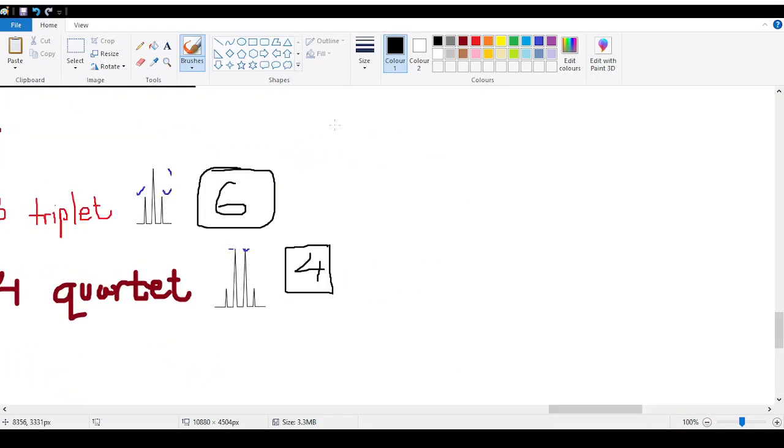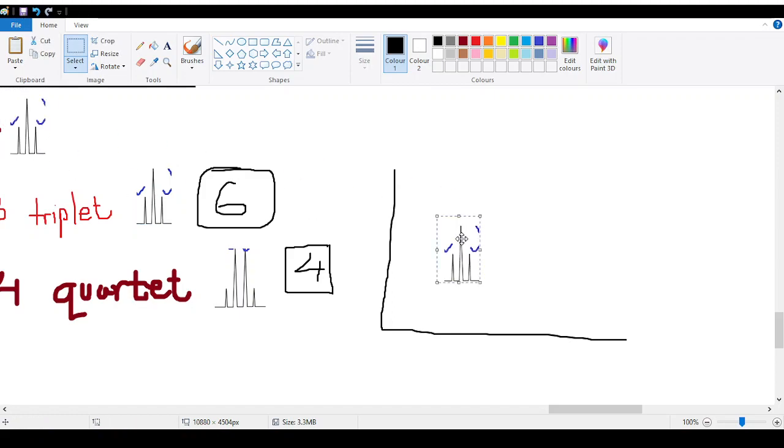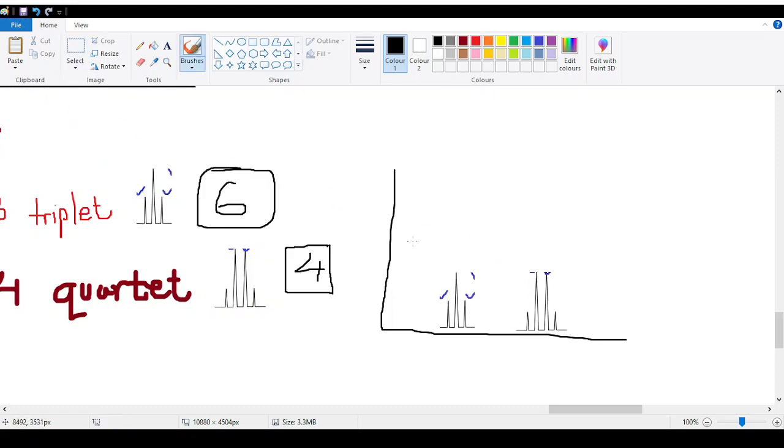So if I give you a rough idea about what the graph can look like, you will obviously have this peak. You will obviously have this, you will also have this, but the ratio of their heights will be 6 is to 4. If you simplify 6 is to 4, it becomes 3 is to 2, right? Yes, 3 is to 2.